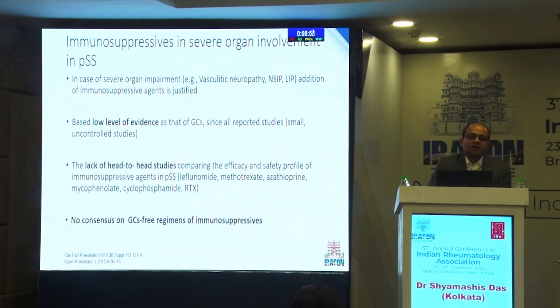Now, the indication for immunosuppressives is severe organ involvement in Sjogren's patients. If patients have severe organ involvement like vasculitis, neuropathy, cryoglobulinemia with vasculitis, or interstitial lung disease, addition of an immunosuppressive agent is justified. However, that is based on low level evidence only, supported by small uncontrolled studies. And again there is a lack of head-to-head studies comparing various immunosuppressives in Sjogren's patients, so we cannot say which immunosuppressive is better than the others in which organ involvement. And there is again no consensus on glucocorticoid free regimens of immunosuppressives.